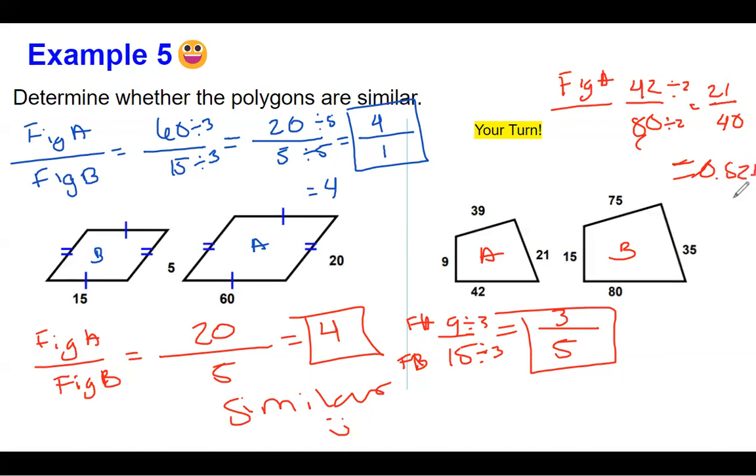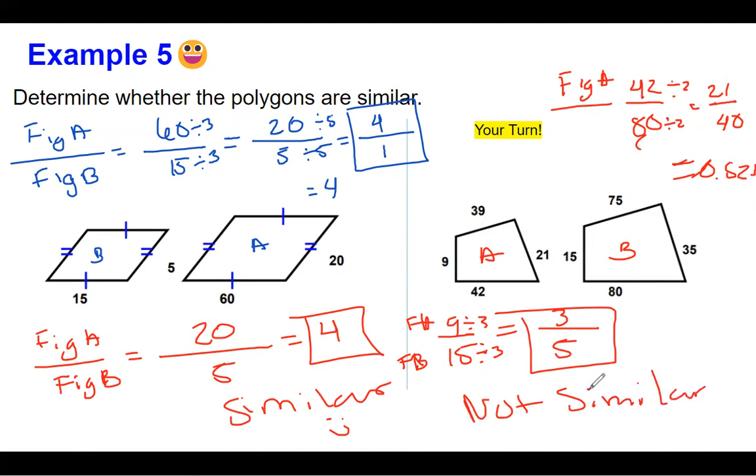Now, in this case, do we have 2 equivalent fractions, guys, or 2 equivalent ratios? 21 over 40 and 3 over 5. Are they equal to each other? No. So therefore, are these 2 figures similar to each other? No, even though they seem like they are, they're not similar.